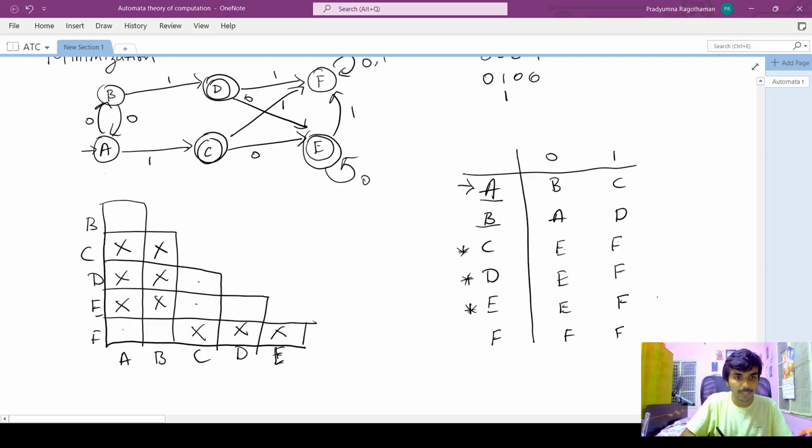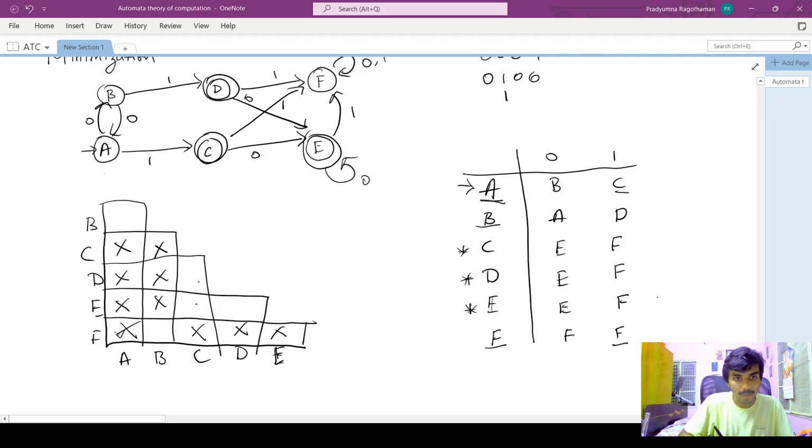Now let us see the cell AF. So A and F, right? So BF, are B and F different? B and F not yet marked, not crossed. So let's see another behavior, that is C and F. Are C and F different? We have that cell here, right beside here. So C and F is marked already, so we can mark this cell, that is A and F are different.